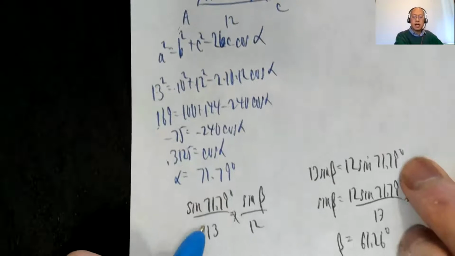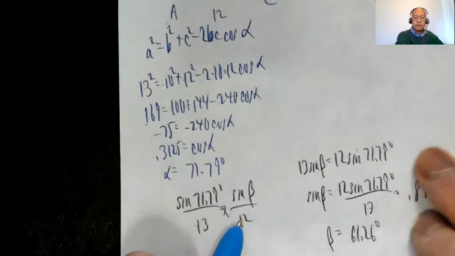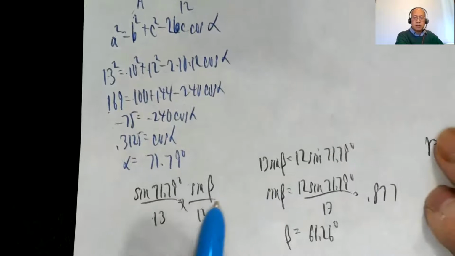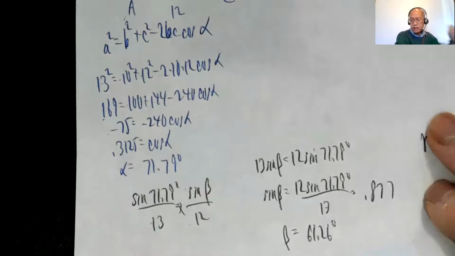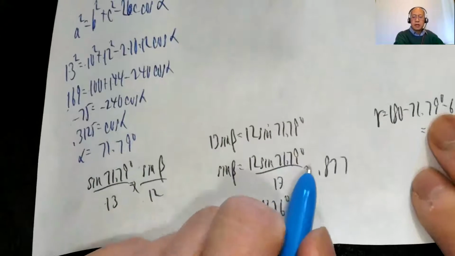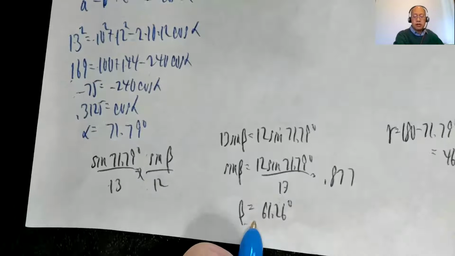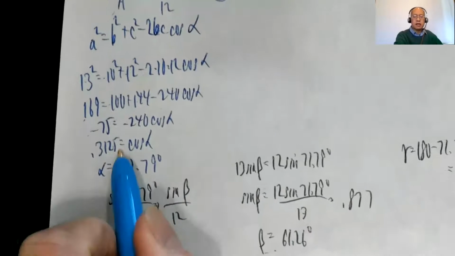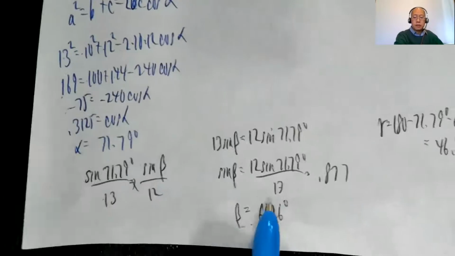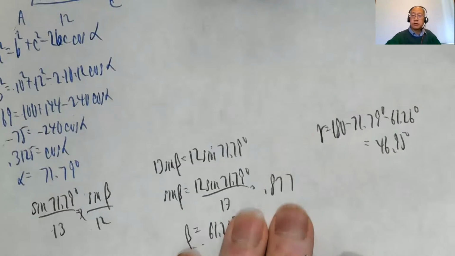Okay, then I switch over to the law of sines. Sine of 71.79 over 13 is sine of beta over 12. Cross multiply: 13 sine beta equals 12 sine of 71.79, divided by 13. Sine of beta is 0.877. Beta is 61.26. I do not need to find the second quadrant angle because I already got the largest angle being alpha. Okay, and then to find gamma, just subtract from 180, 46.95. So alpha, beta, gamma. All right, so that's a solution to Math 222 exam 4.